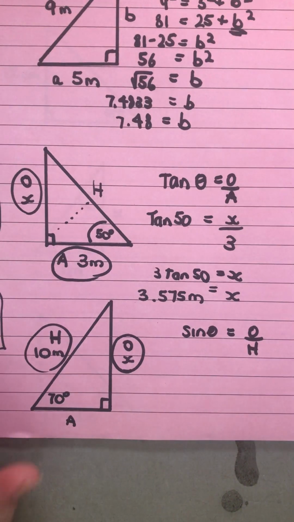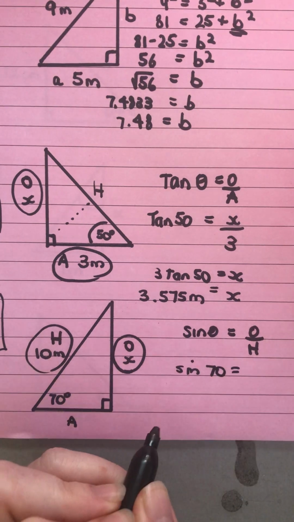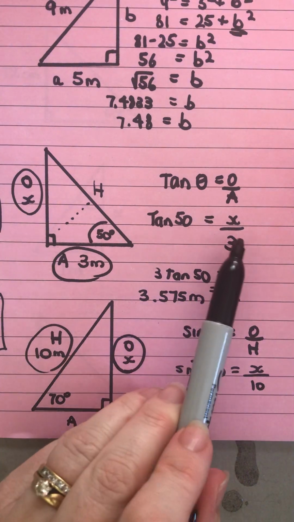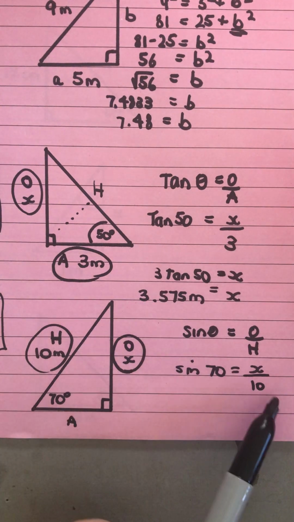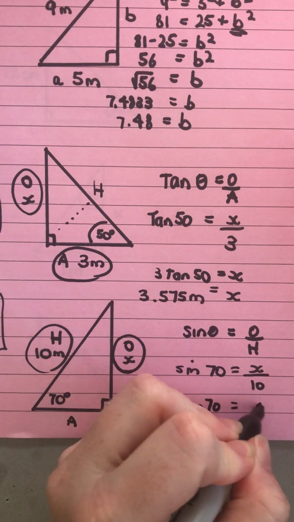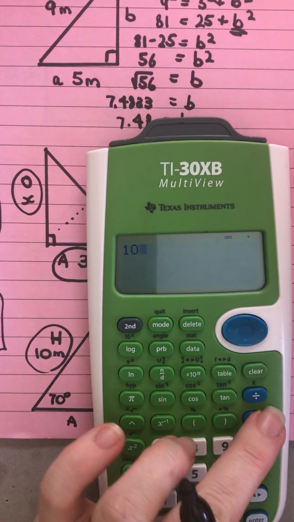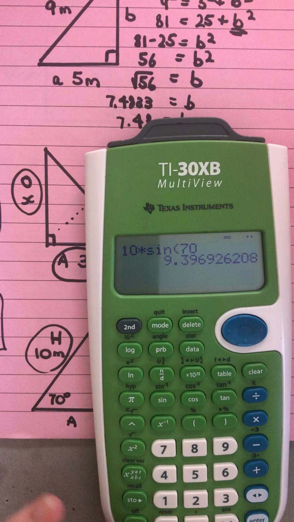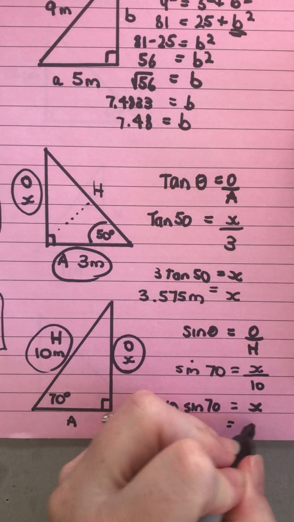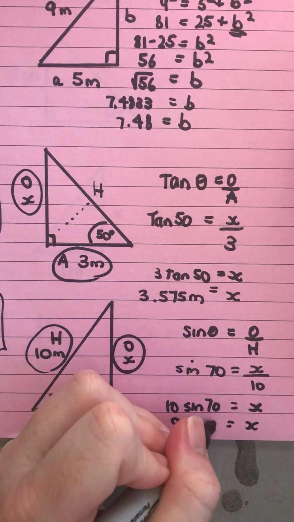Then I can put in my values. So I can write sine of 70 is equal to x over 10. And just like the one up the top here, the 3 was on the bottom, so we multiplied by 3. The 10 is in the bottom, we're going to multiply by 10. So 10 sine 70 is going to equal x. I'll grab my calculator and do 10 times sine of 70, and I get 9.396, so I might round that to 9.4. And that is going to be meters.